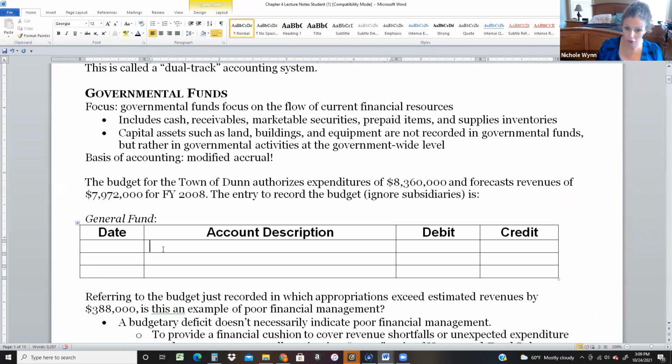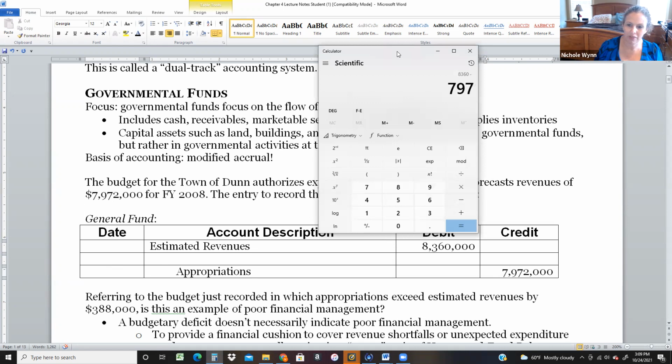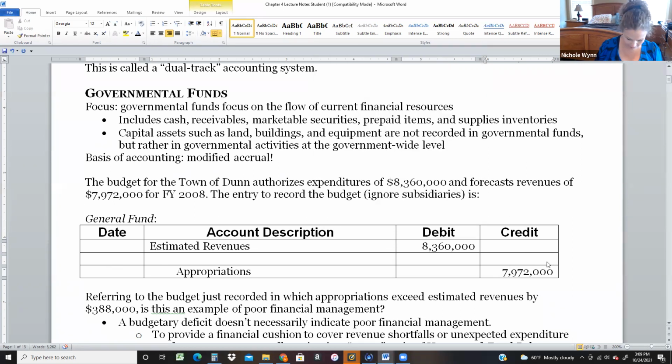And so let's start off with recording the budget. When you record the budget, remember that estimated revenues is a debit. And then appropriations is a credit. And so the difference in this particular entry looks like it's going to be a credit. The difference between those numbers, 8360 and 7972, is 388,000. Now we know that this is going to be a credit because our debits and credits have to equal. So we have debits of 8360 and credits of 8360.